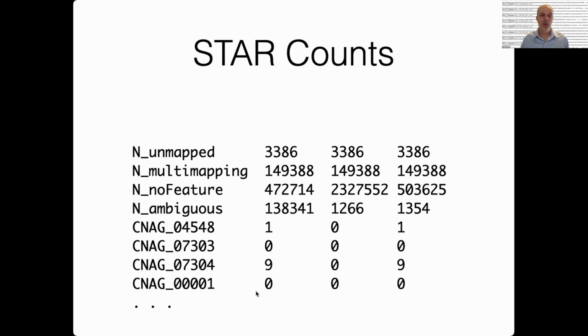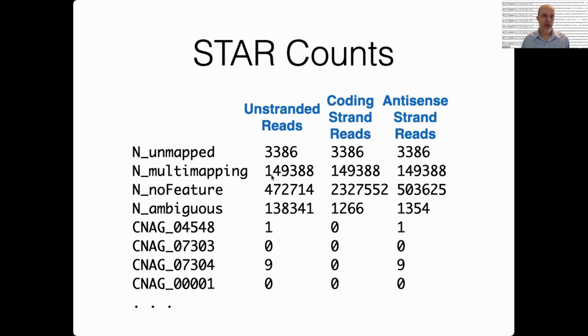So STAR will actually output three different columns. Let's see, this is the counts where the data is not strand specific. These are the counts where the reads are mapping to the coding strand, and these are the counts where the reads are mapping to the antisense strand. And which one you want to use depends on how the library was prepared.